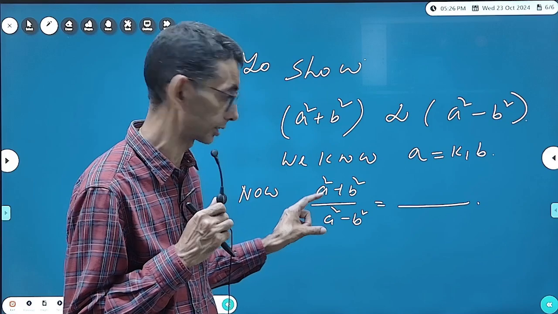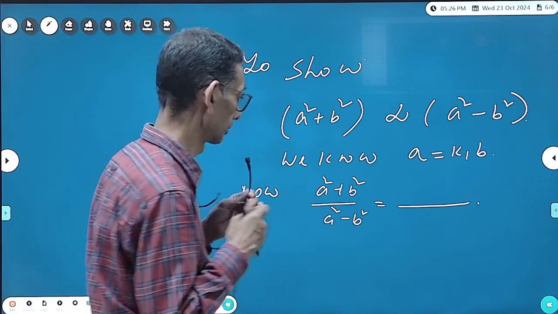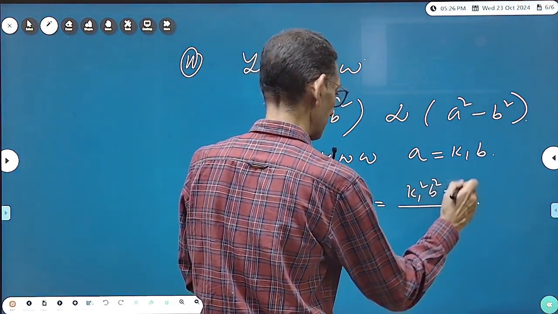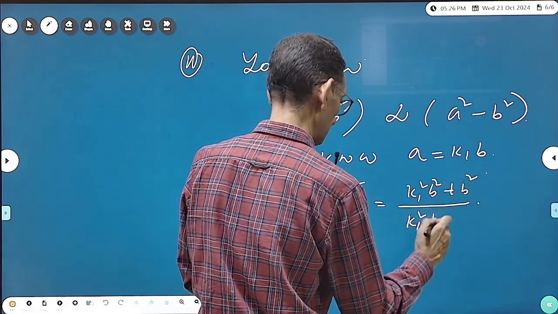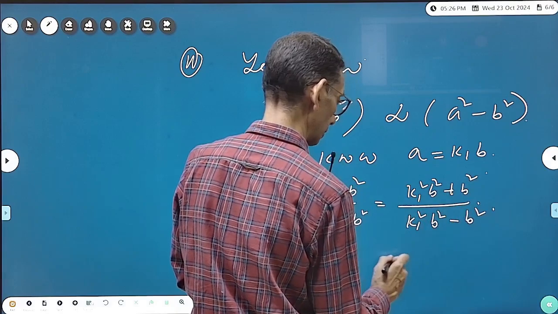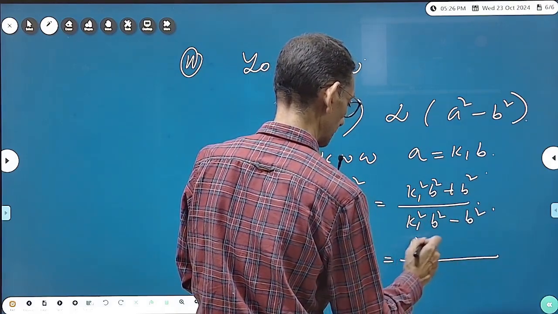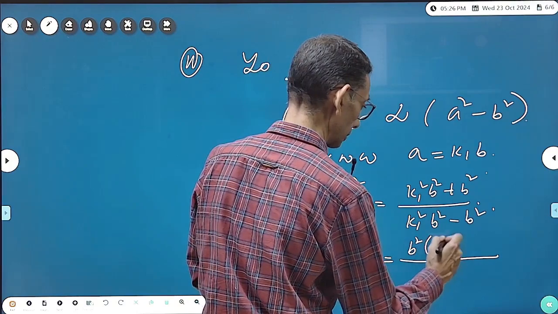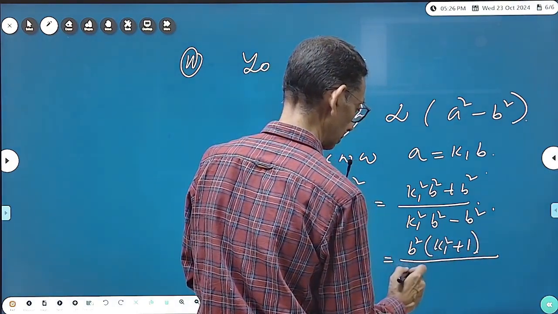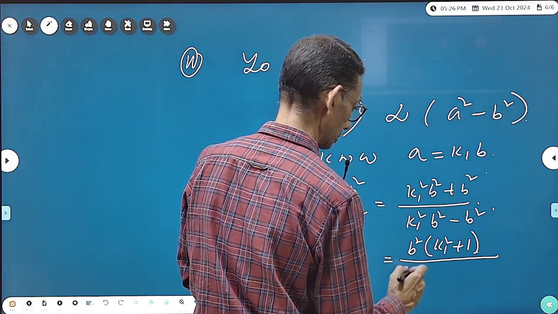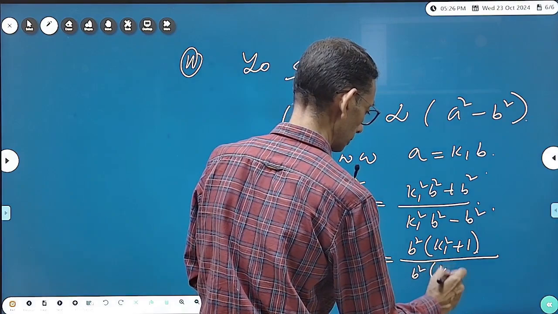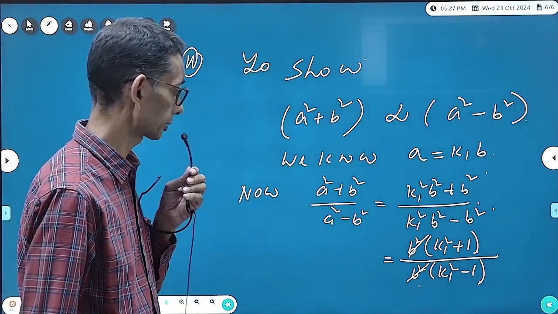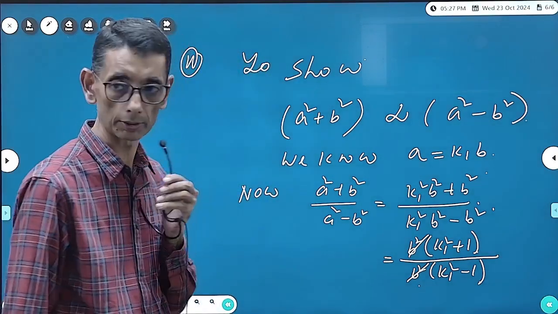So we'll be putting the value of a, that is k1 b. That gives k1 square b square plus b square over k1 square b square minus b square. If I take b square common, then b square cancels, and we get k1 square plus 1 over k1 square minus 1.